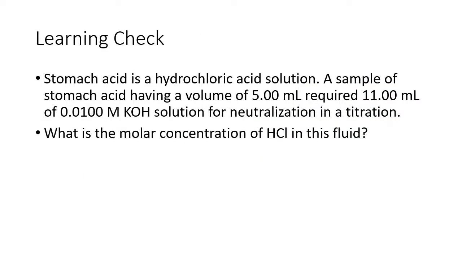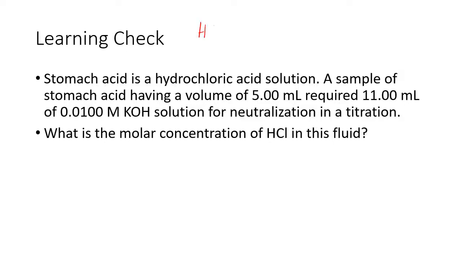Let's try an example where we look at a titration and figure out what an unknown concentration is. Stomach acid is hydrochloric acid. A sample of stomach acid having a volume of 5 milliliters required 11 milliliters of potassium hydroxide solution for neutralization in the titration. What is the molar concentration of HCl? So in this example, we know 2 volumes and we know 1 molarity. We still first need to write a balanced chemical equation.